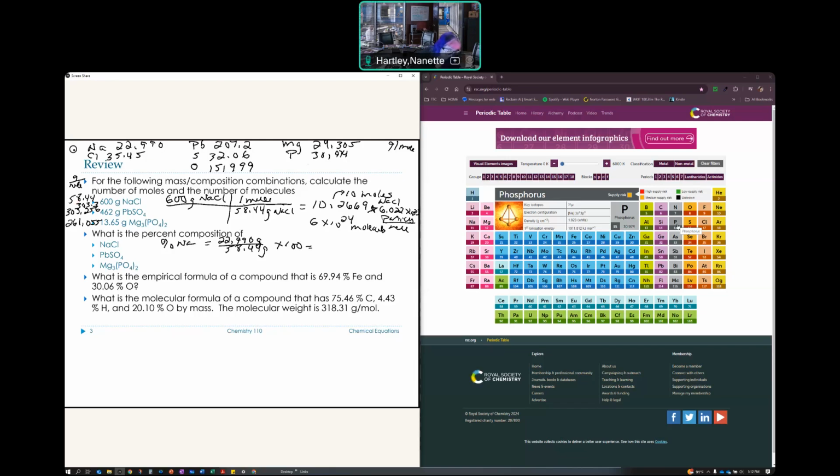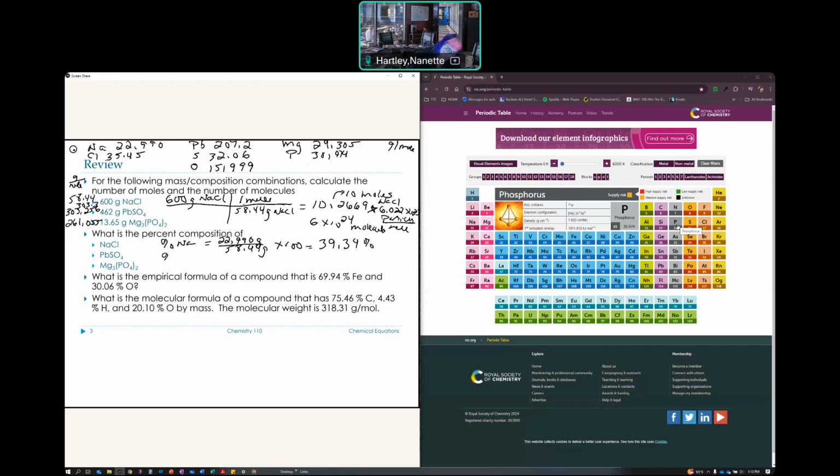My calculator hates me sometimes. 58.44 times 100. And I end up with 39 point. Again, it should be 2 decimal places here, which ends up with 2 decimal places there. So 4 sig figs in that number, 4 sig figs in that number. So 39.34% Na.